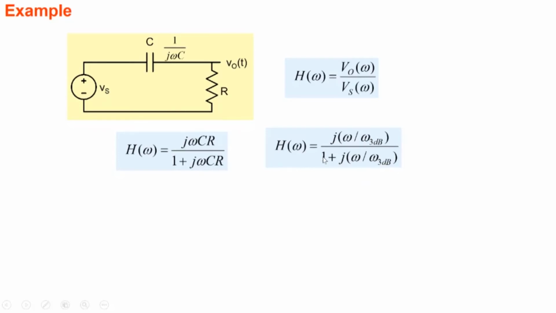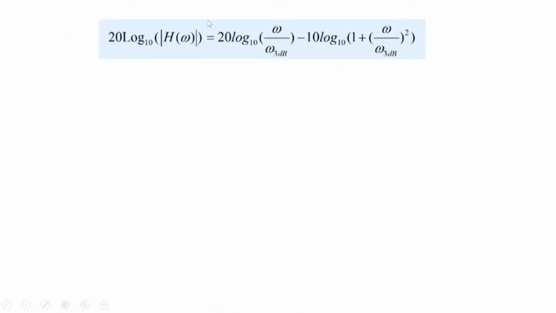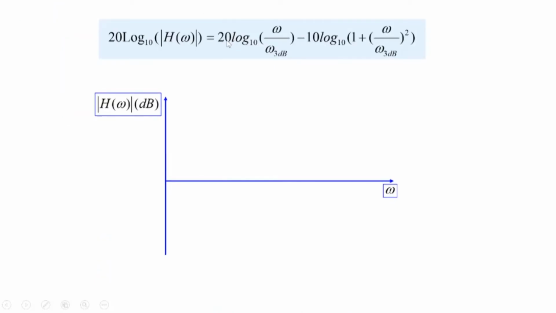Because we know how to sketch 1 plus j omega by something here, and we know how to sketch j omega by something here, that's why we take this one and cast it in this particular form. And omega 3 dB, of course, from this expression is 1 over RC, and frequency f3 dB is 1 by 2 pi RC. Okay. And of course, if you want to sketch the plot, then you will take 20 log 10 h omega. So these are these two terms here, omega by omega 3 dB and 1 plus here. So let's sketch these out, and phases here. So let's sketch this out here. So 20 first term, remember first term, what will happen with first term here?